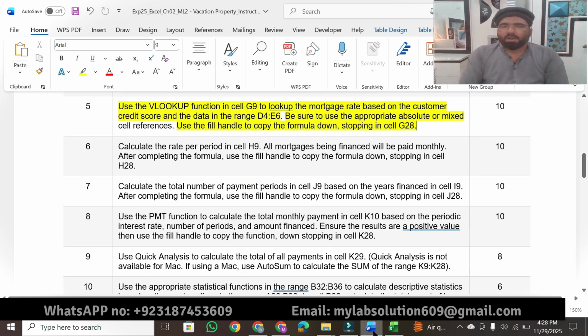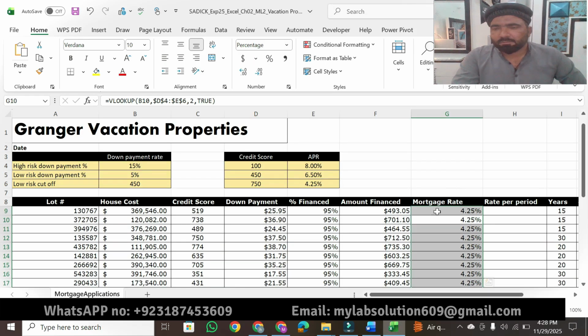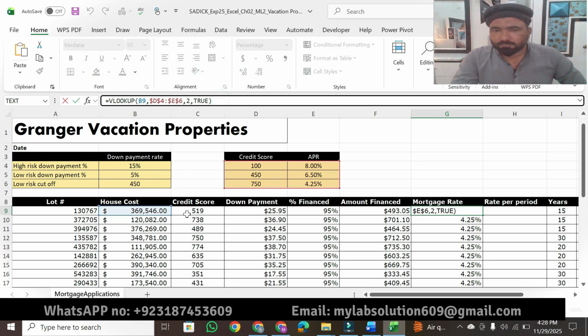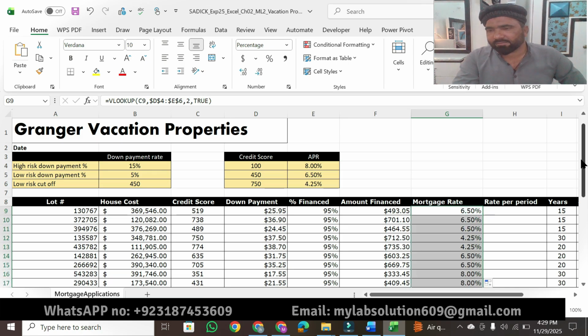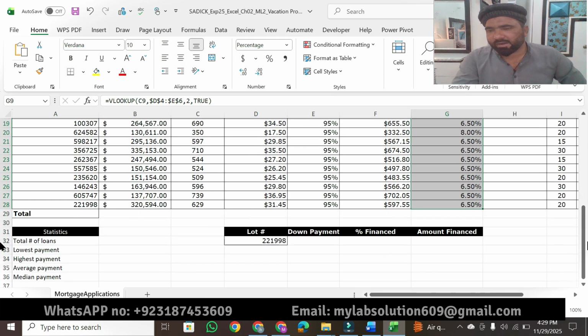Okay, so question number 5 is done. In question number 5 we use the VLOOKUP function in cell G9 to look up the mortgage rate based on the customer credit score and data range D4 to D6, okay. First we have to select, here is the mistake, we have to select credit score. Then in table array we have to select this array, okay. Now simply press enter and our result will be there. Yes, now it's 100% correct, okay.